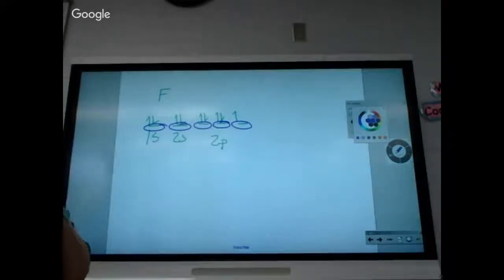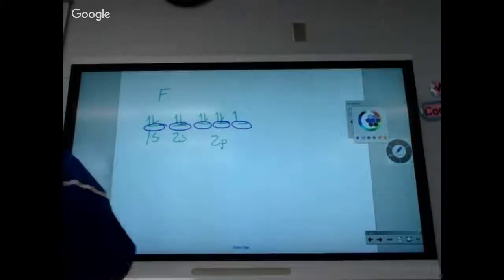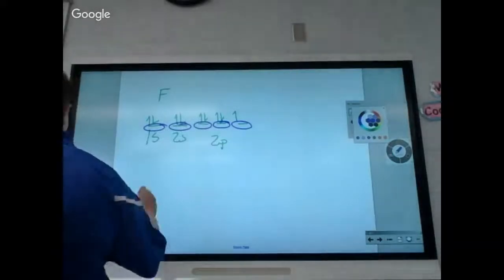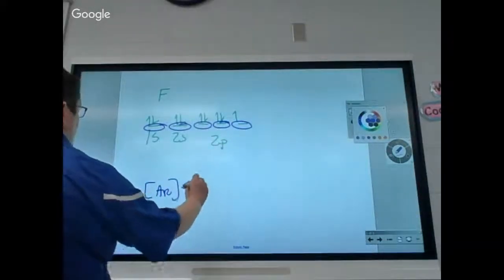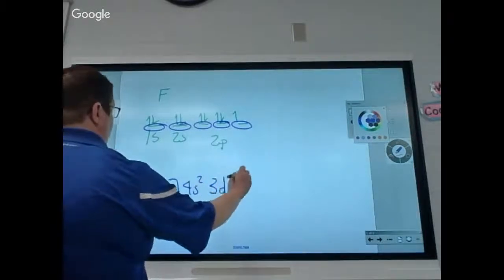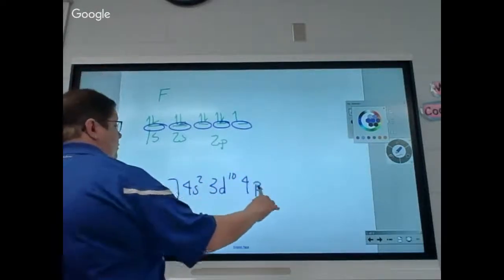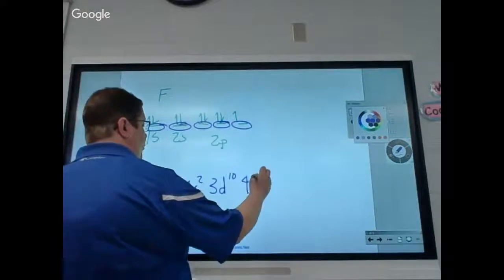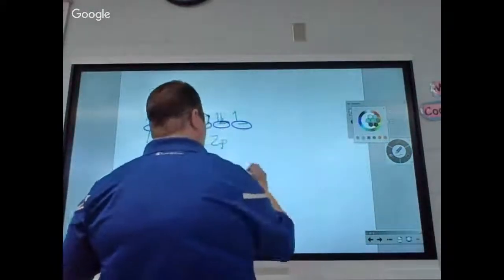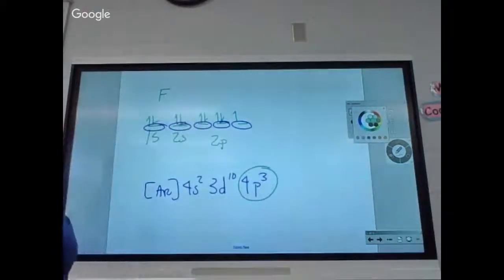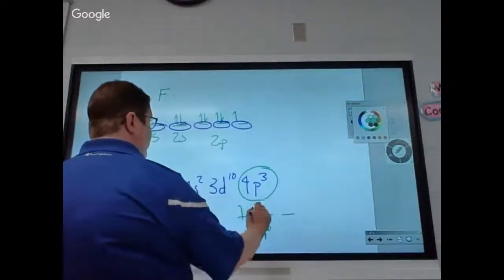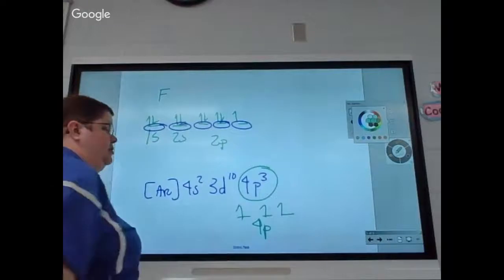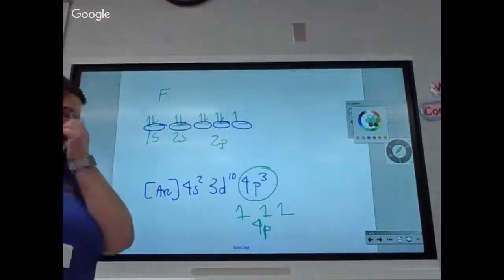There are 3. So again, if you did that one, I would do it in shorthand. The arsenic is Ar, 4s2, 3d10, 4p3, and I would only draw that 4p3. Okay? So it would have 1, 2, 3. So that would be unpaired.